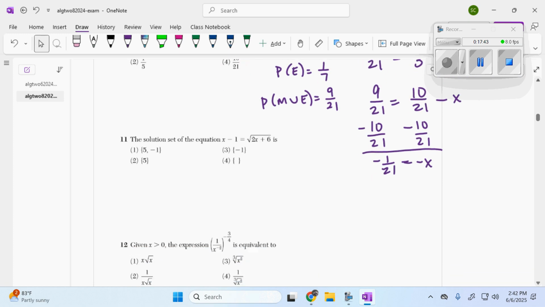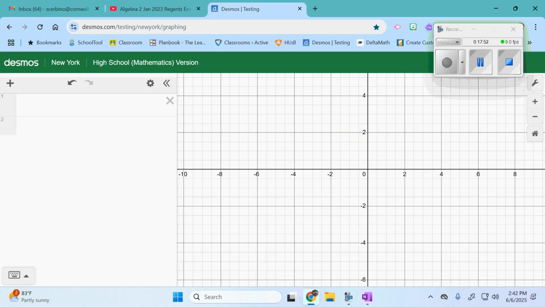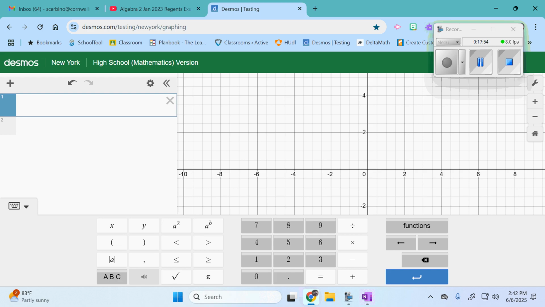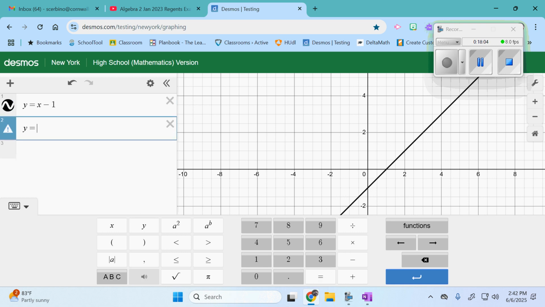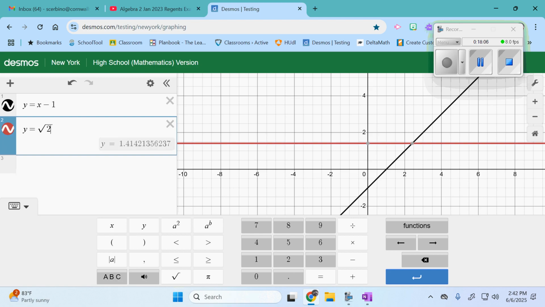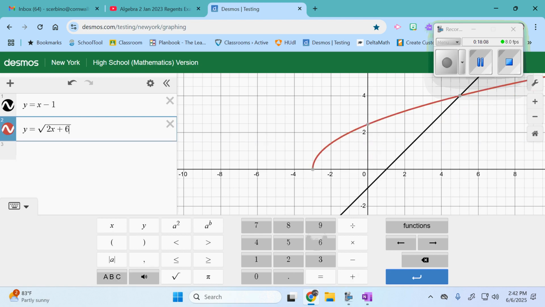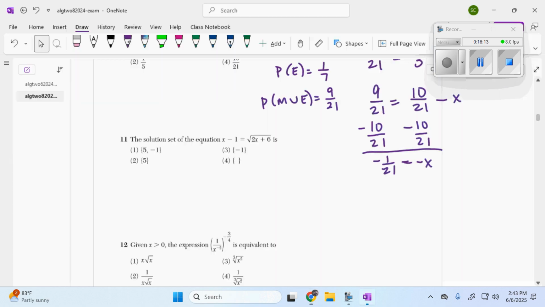For number 11, I would not do any algebra here. You can square both sides, you can do all the factoring and get to an answer. I would just graph this. Because it's an equation and we were just looking for the solution, we just want to see where these two graphs intersect: the graph of y equals x minus 1, the left side of the equation, and the graph of y equals the square root of 2x plus 6. I can see right away they intersect at the x value of 5, so the answer is just 5.